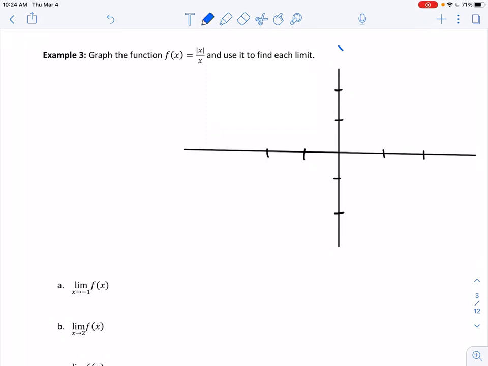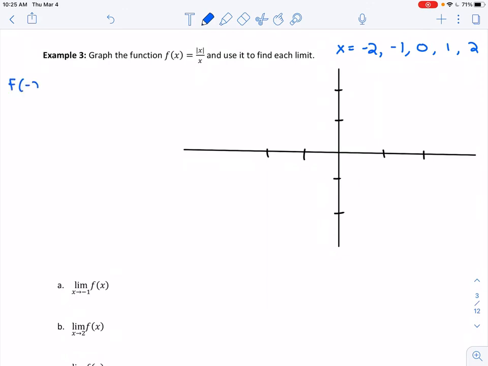So I'm going to pick some x values. I like to work around 0, so maybe -2, -1, 0, 1, and 2. And I think that'll give us a pretty good idea of what's going on with our graph. So I'm going to take each of these x values and plug them into our function.